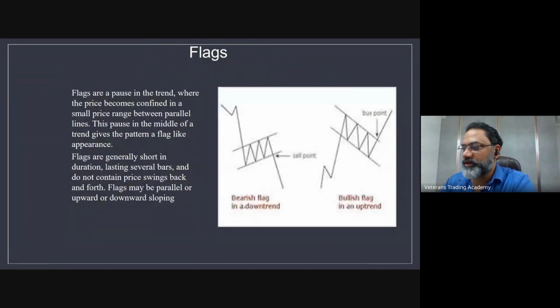So first and foremost is the flag pattern. What happens? Let's suppose the market is in a downtrend and it starts falling, it falls, and thereafter it takes a breather.